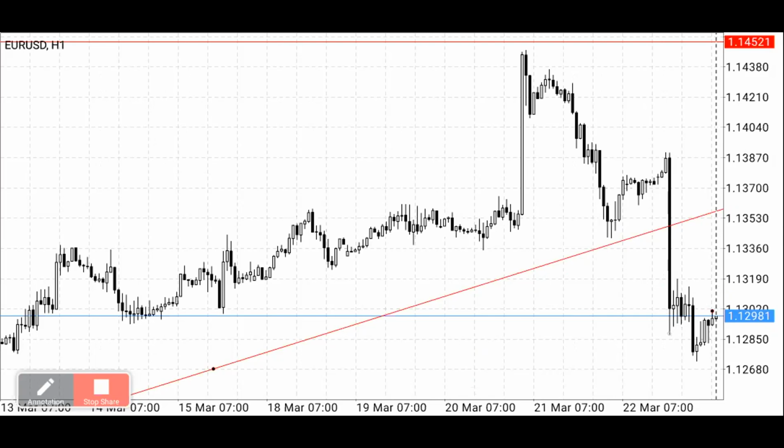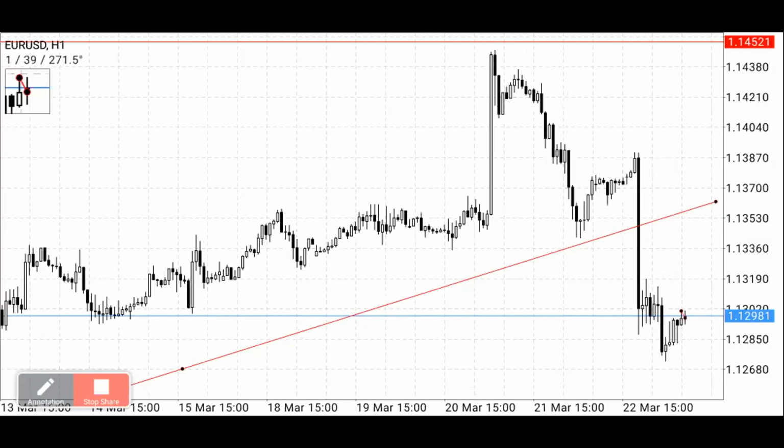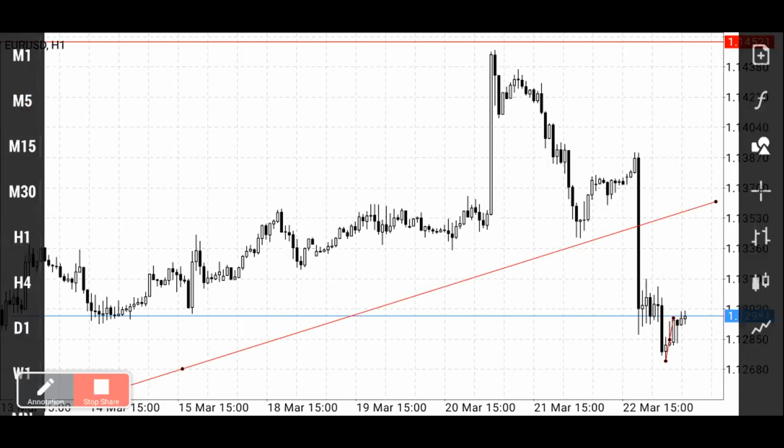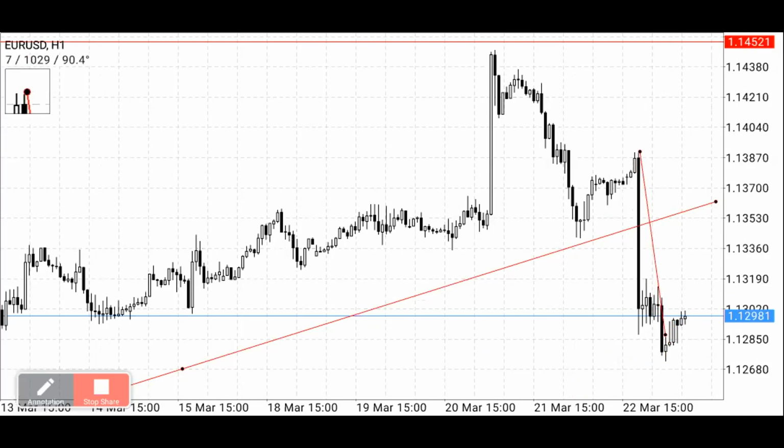Where's the trend line that you had? Well, the one I have is right here. Oh, okay. All right. So now you could do that. Perfect. You're going to want to bring that trend line all the way up. Not starting from there, starting from the bottom. No, sorry. Leave it there. Leave it at the bottom of that wick.